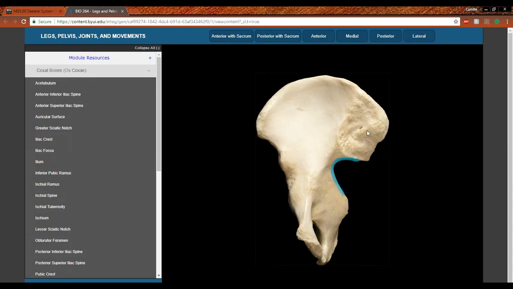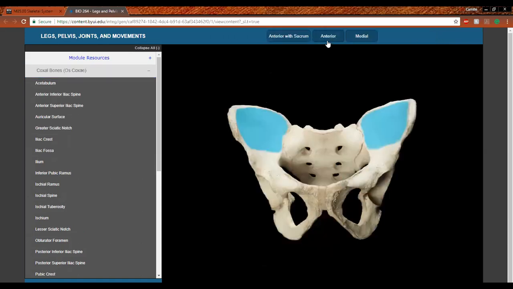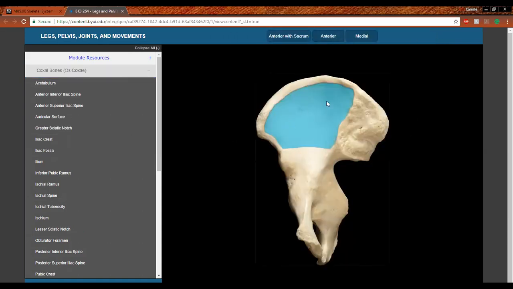So that is that. We also have the iliac fossa, which is like this indentation right here. So right there. And then we have the iliac crest, which is the white part that's not highlighted right now. This is our iliac crest. Trying to think if I forgot anything on the ilium. I don't think I did, but it's always possible.